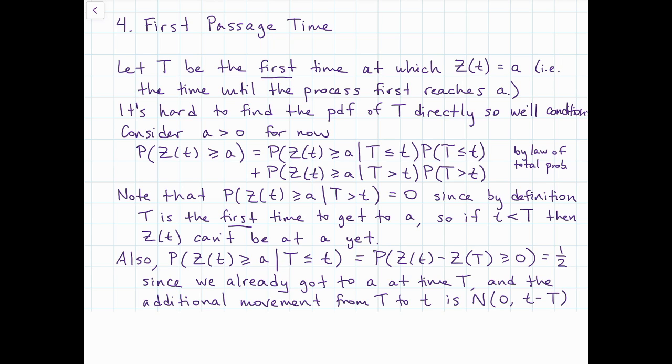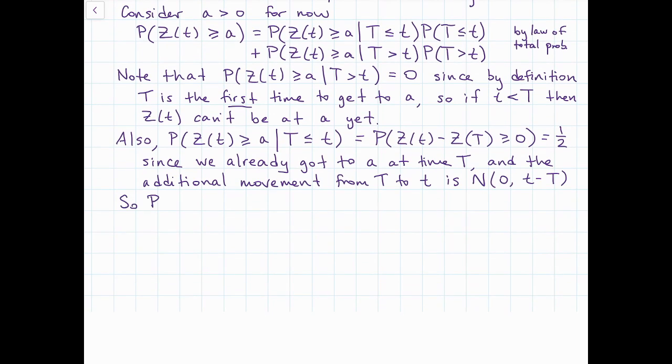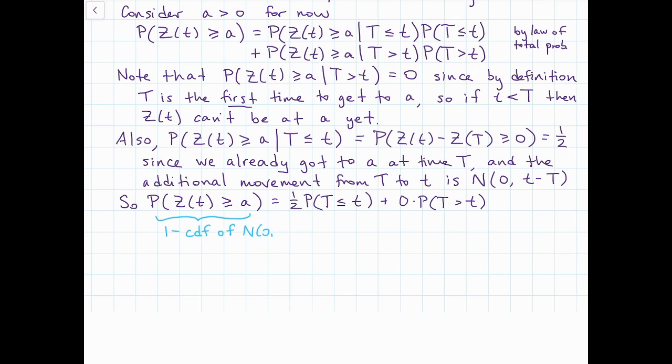So taking our original expression and piling all this new information in, we get that the probability Z of t is greater than or equal to a is 1/2 times the probability big T is less than or equal to little t, plus 0 times the probability big T is greater than little t. This first quantity is just 1 minus the CDF of a normal (0, t) evaluated at the value of a. That second term disappears, and the probability that big T is less than or equal to little t, by definition, is the CDF of the random variable T that we're looking for.